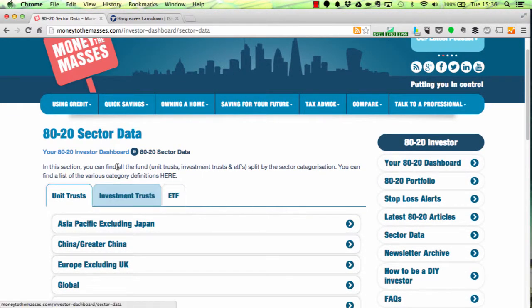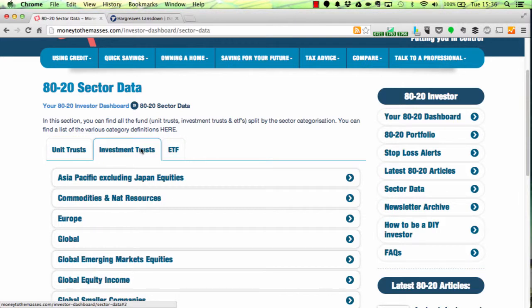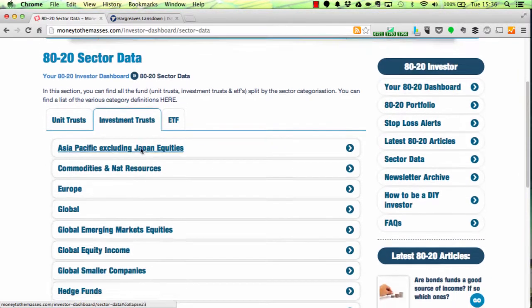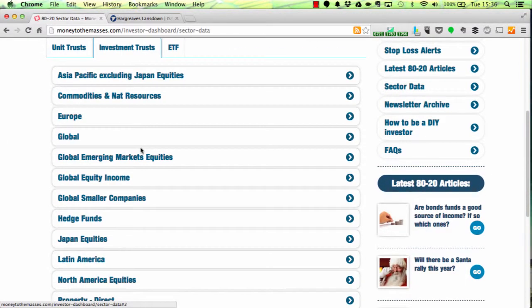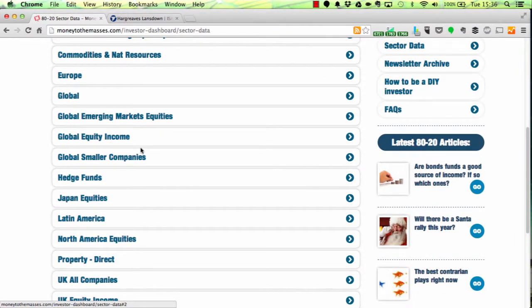Now, if you go into the 80/20 sector data area like I just did, you will see the investment trust and ETF tabs. Now, what we do is, much like the unit trust section, I will go and run research and our algorithms on every investment trust that's out there that you guys can buy. And what's interesting is it starts to throw up some interesting plays that aren't available in unit trusts.